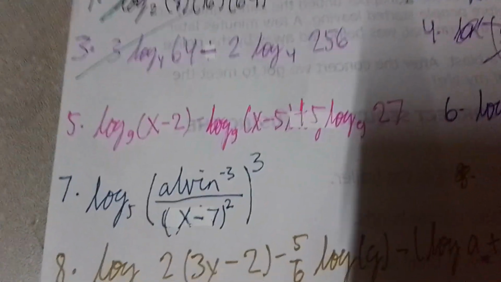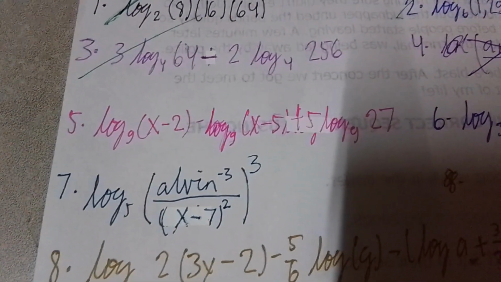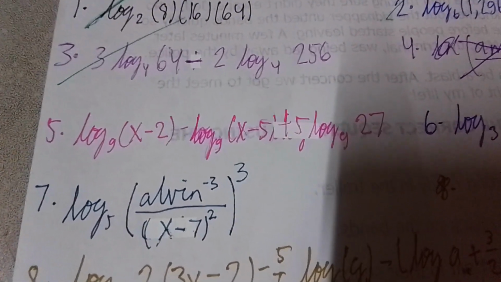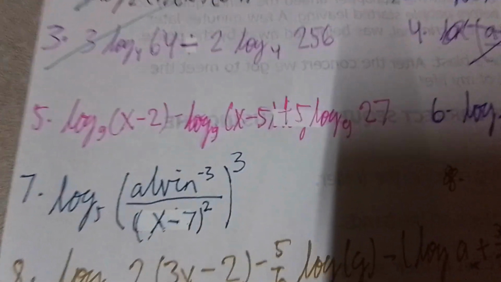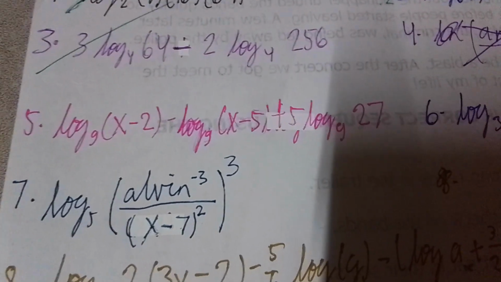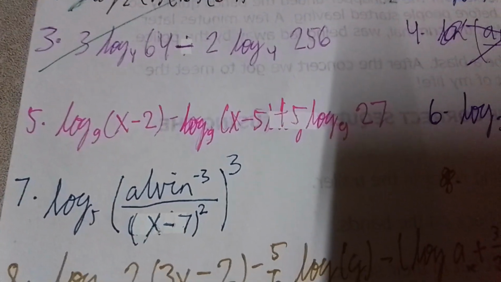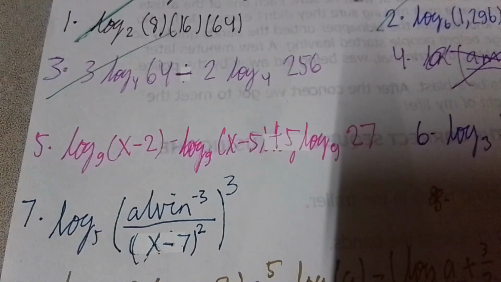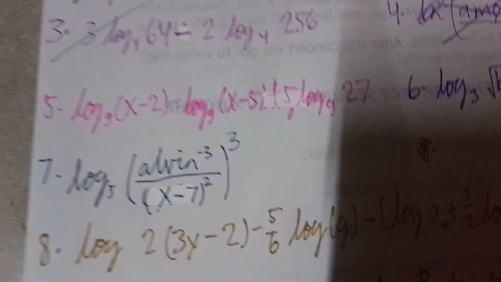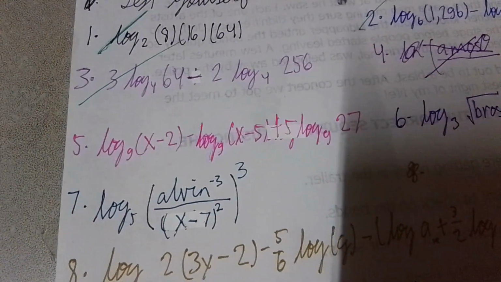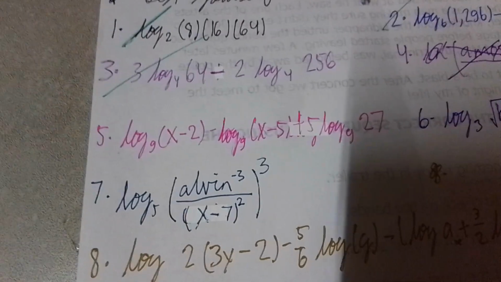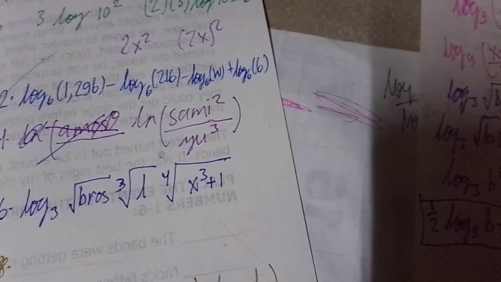Anyways, now let's go back down to number 7. Remember, you have log base 5 of Alvin raised to the negative 3 power, divided by x minus 7 squared. And moreover, everything is being raised to the 3rd power. So this is where it gets a bit tricky. But don't worry. It still implies the application of distribution of exponents, just like what you learned before when we did number 6.